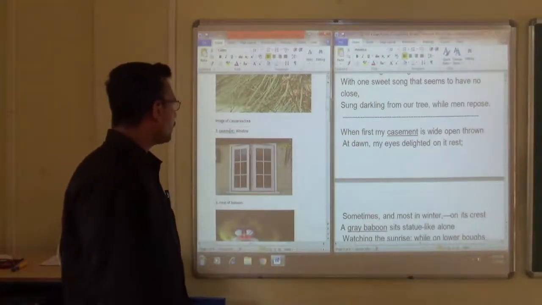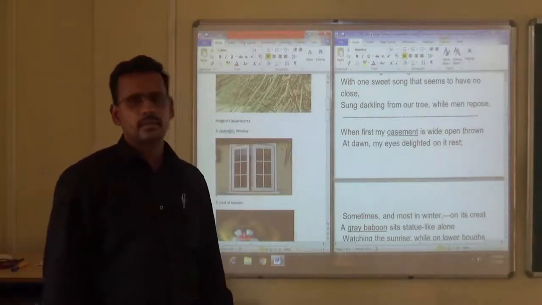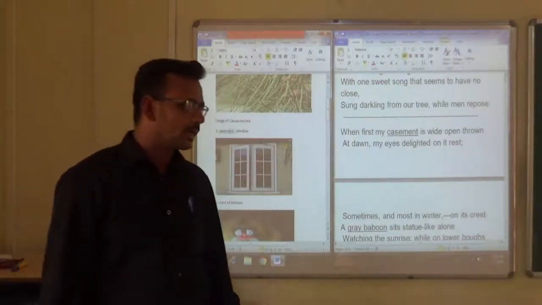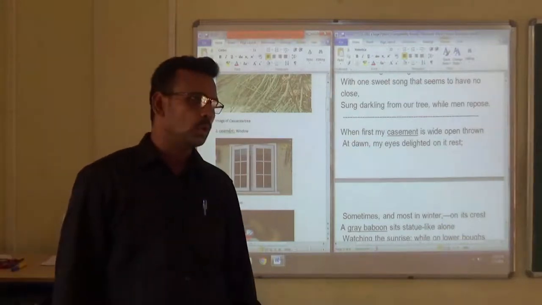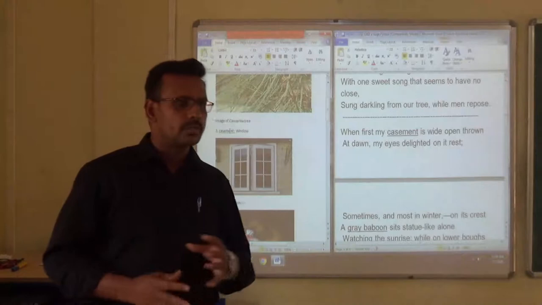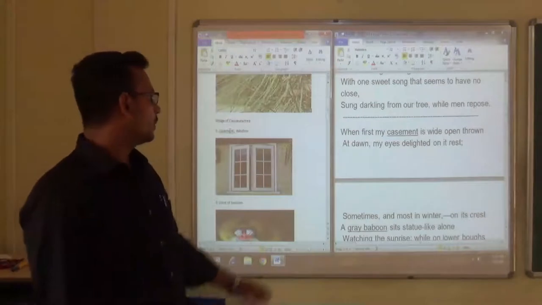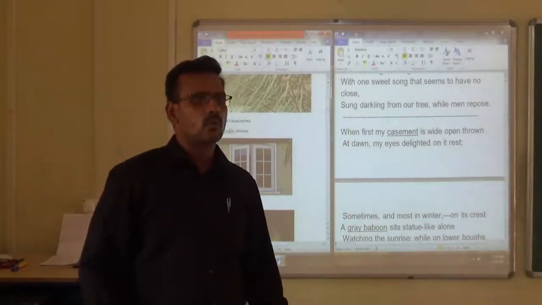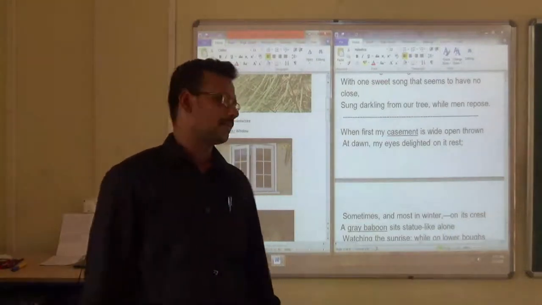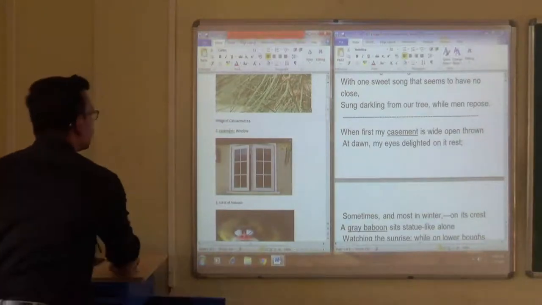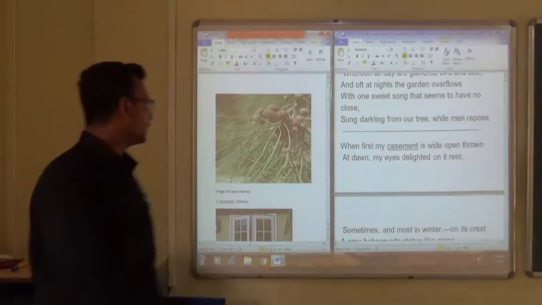So, at dawn my eyes delighted on its crest. At dawn means here early morning. So, in the early morning time, the poet likes to see the Casuarina tree through a window. During that time, she wants to notice all the activities happening around the Casuarina tree. So mostly in this stanza, the poet wants to describe the Casuarina tree and its surroundings. So here, it's an image of the Casuarina tree.